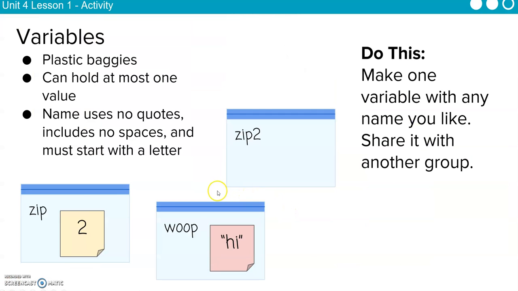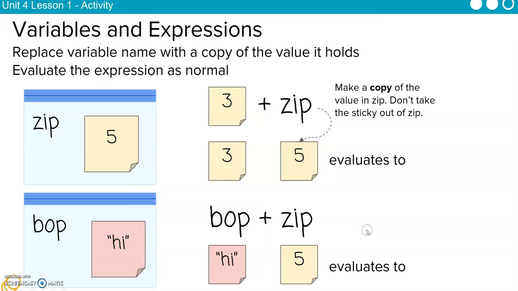Now the idea is that variables hold values, and they're just names given to a chunk of memory, and you could put anything you want in that memory. So you can see here you've labeled some memory zip, and you give it a value 2. You've got whoop, and they put hi in there. Zip2, you could put anything in there, right? Whatever value you want. Go ahead and put it in there.